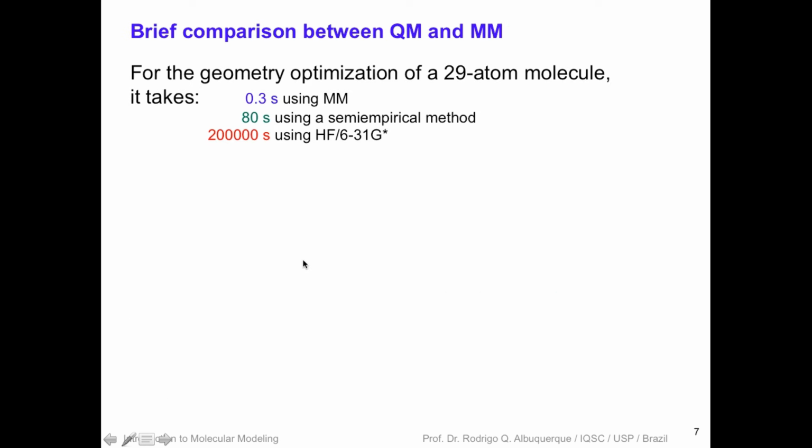We can make a comparison between quantum mechanics and molecular mechanics methods. For geometry optimization of a 29 atom molecule in the same computer, it takes 0.3 seconds using molecular mechanics, 80 seconds using a semi-empirical method, which already belongs to the quantum mechanics group, and 200,000 seconds using an ab initio method. You can see that in the same time you calculate one single molecule using ab initio at this level of theory, you could make a geometry optimization of a giant molecule with hundreds of thousands of atoms. So molecular mechanics is really fast.